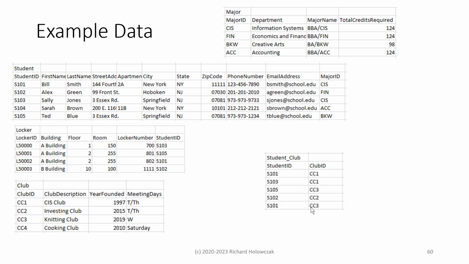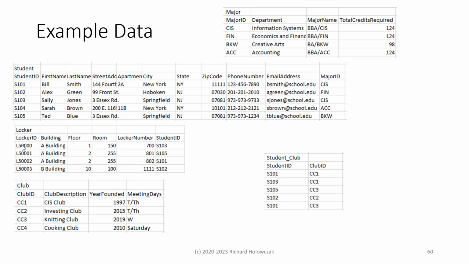And here we have student club. So now we can see that S101, that's Bill, has signed up to go to the CIS club. S103 is Sally. Sally has also signed up to go to the CIS club. And let's see. S105 is Ted and S101 is Bill. They are both signing up for the knitting club. So many-to-manys with this intersection relation, they give us a lot of flexibility. We can connect up any student to any club in any combination we like.